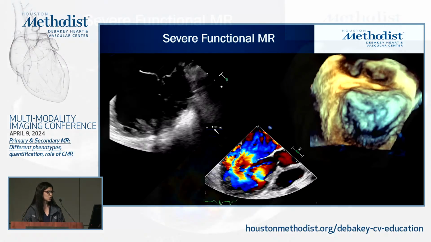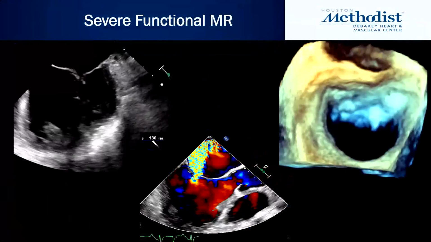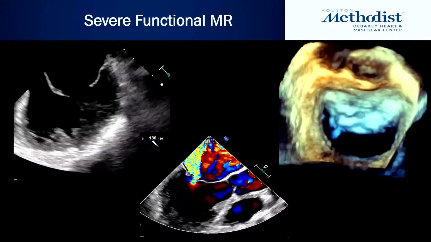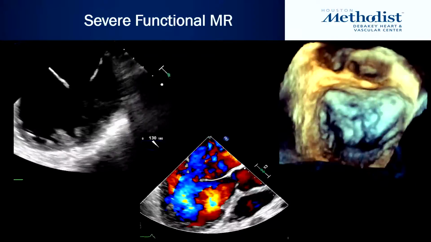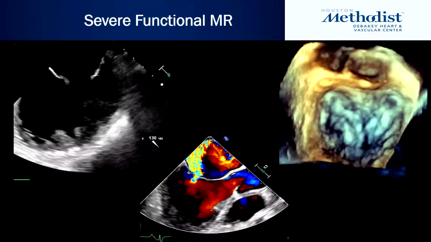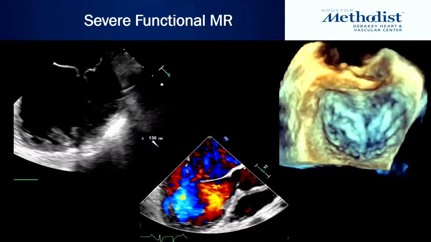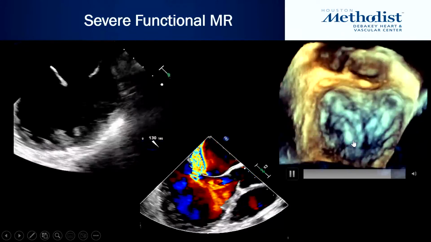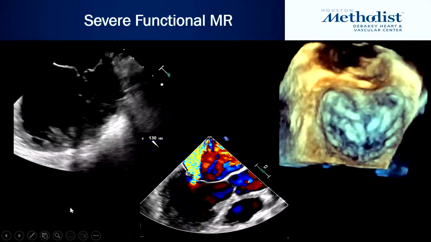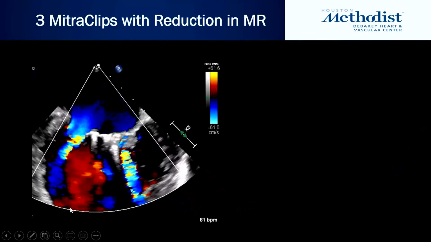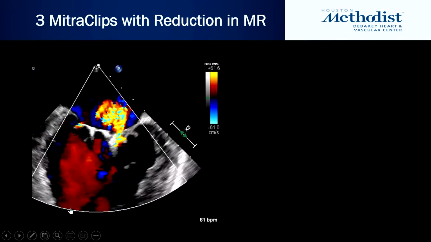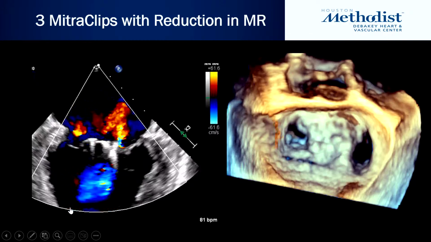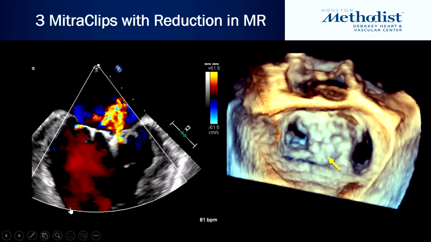This is a TEE showing severe functional mitral regurgitation. So you can see that the LV is dilated and depressed in function. You have malcoaptation of the leaflets. Those leaflets are tethered, and you can see that there's a central malcoaptation gap with severe functional MR. And if you look at the 3D, again, you see that the leaflets are tethered, and there's kind of a central area of malcoaptation. This patient was treated with 3 mitral clips in the A2-P2 region with mild to moderate residual mitral regurgitation.